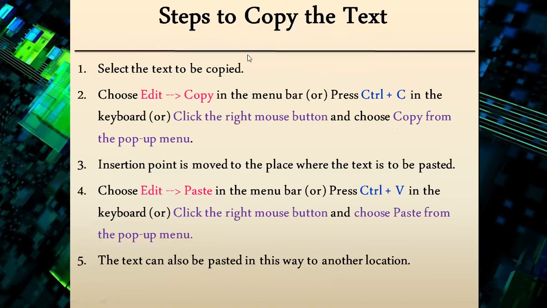Steps to copy the text. Select the text to be copied. Choose Edit, Copy, or Control plus C on the keyboard, or click the right mouse button and choose Copy from the pop-up menu. Move the insertion point to the place where the text is to be pasted. Choose Edit, Paste in the menu bar, or press Ctrl plus V on the keyboard, or click the right mouse button and choose Paste from the pop-up menu. The text can be pasted in this way to another location.